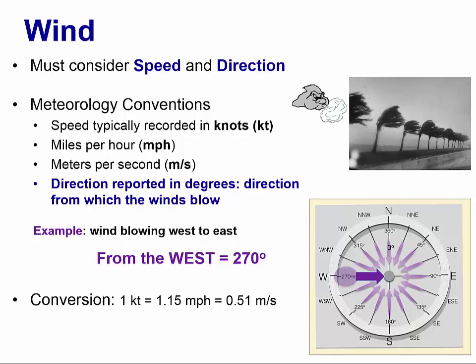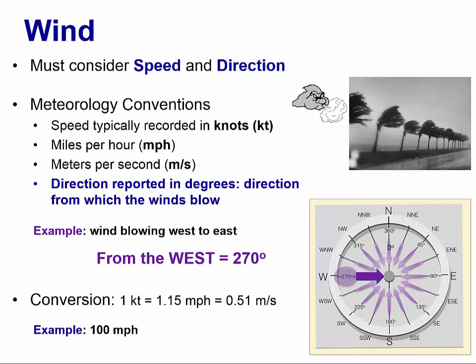Now, we'll stick to degrees when it comes to wind direction, but when it comes to wind speed, we might have to convert between scales once in a while. So let's make sure we understand those numbers. 1 knot is equal to 1.15 miles per hour, which is also equal to 0.51 meters per second.